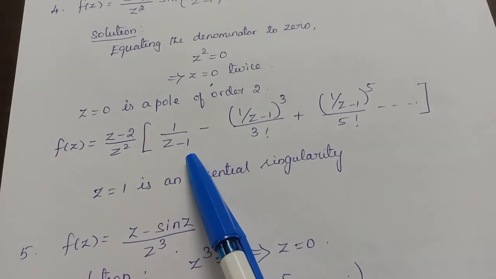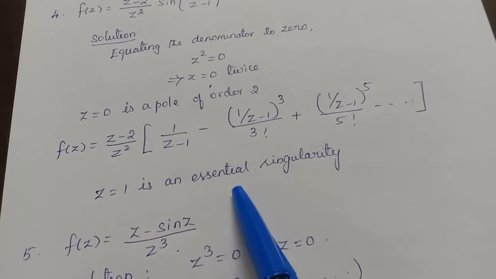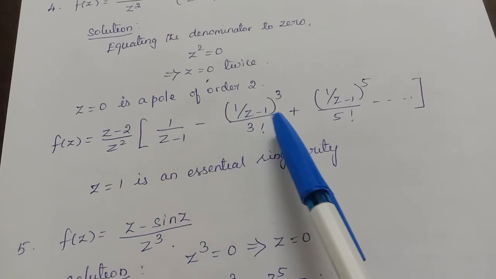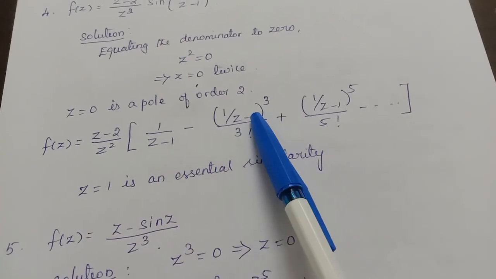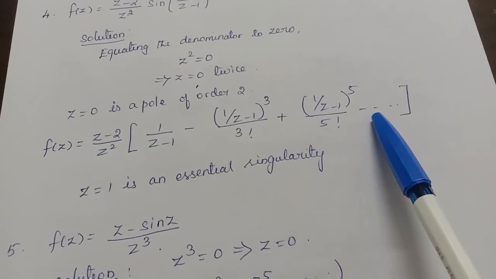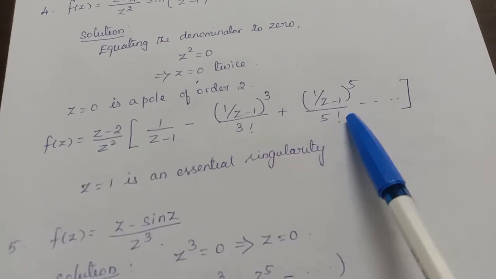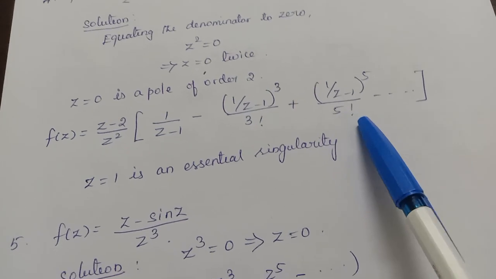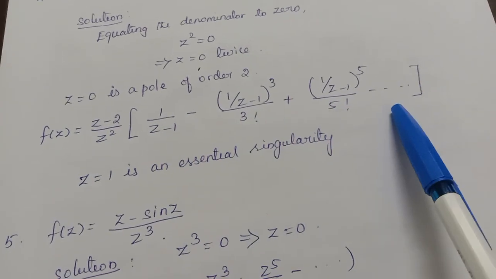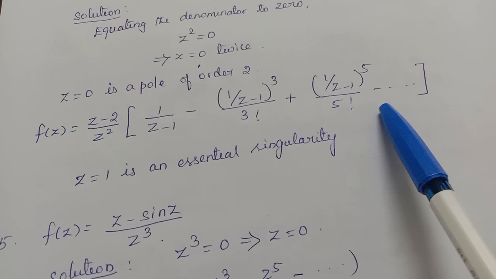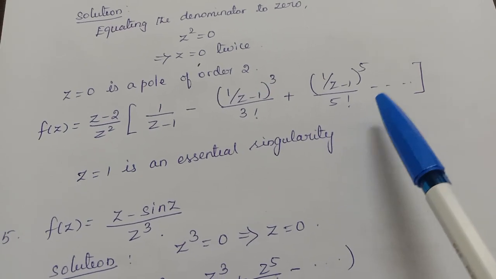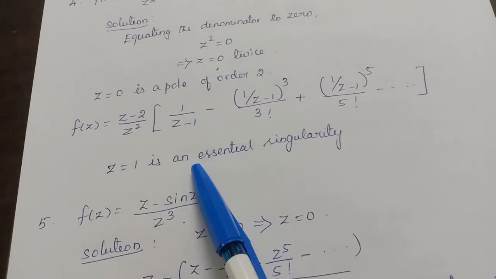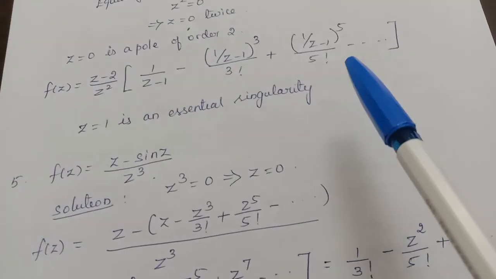But what kind of singular point is that? It is an essential singularity, because there are infinite number of negative powers. All the z minus 1 terms are coming in the denominator. When it comes in the denominator, it is called a negative power. That is called the principal part of the Laurent series. The principal part of the Laurent series contains an infinite number of z minus 1 terms. So z equal to 1 is an essential singularity.